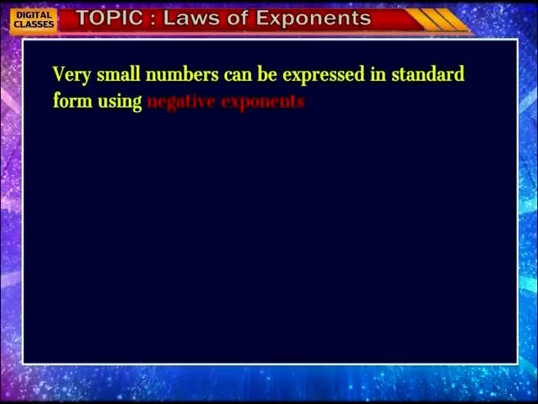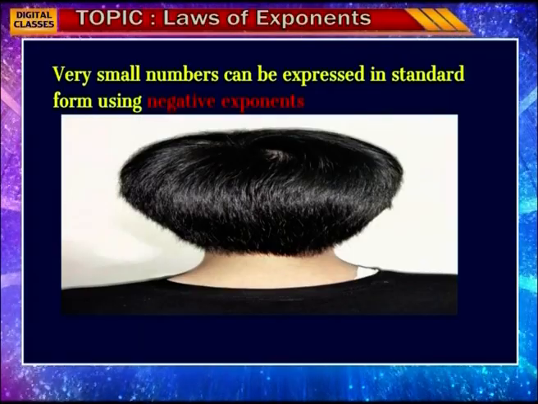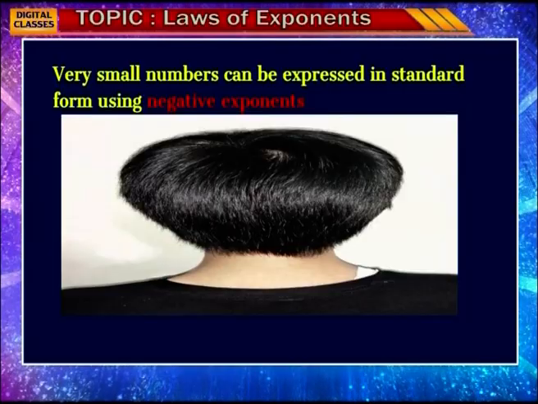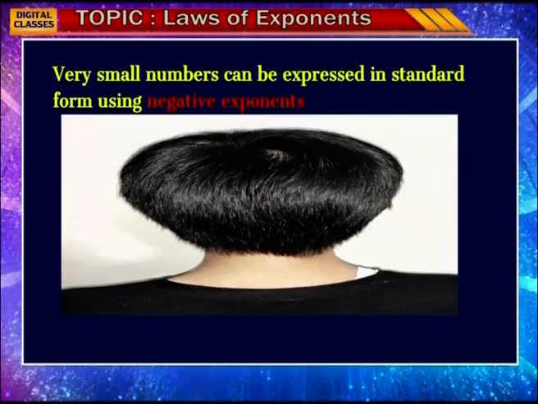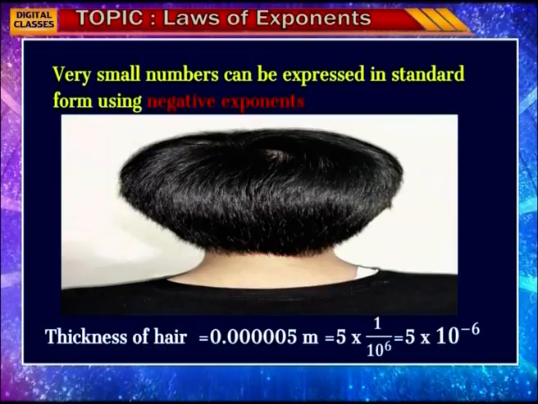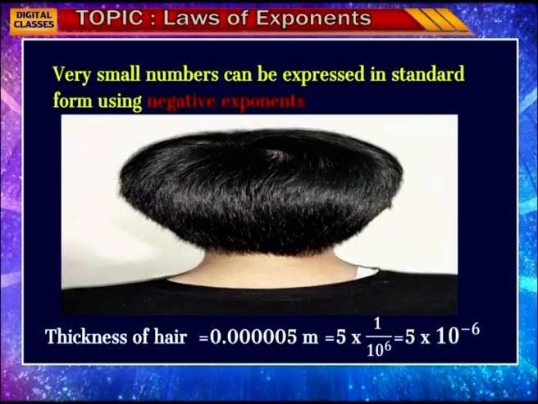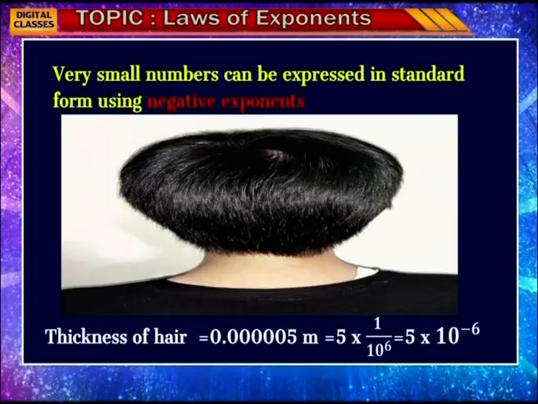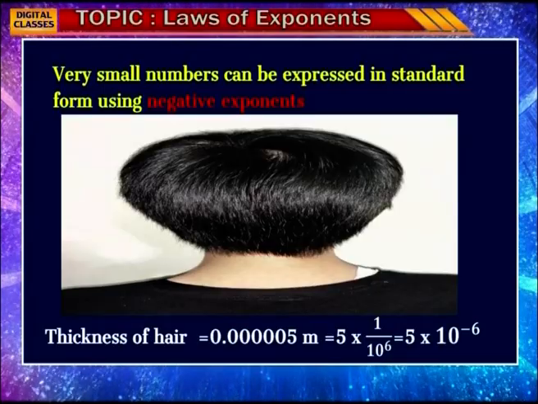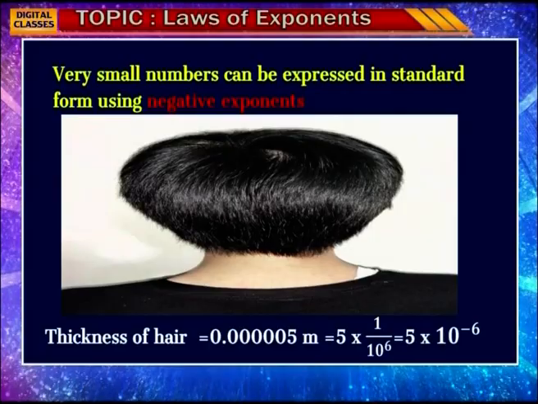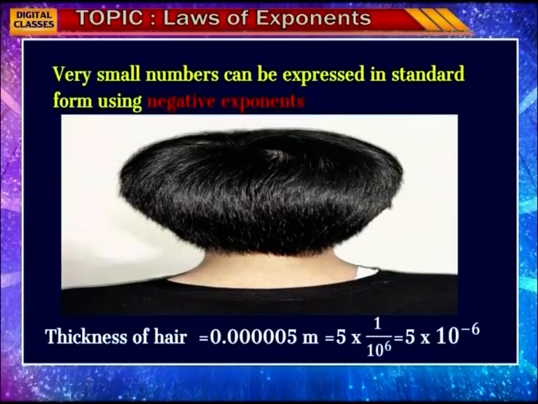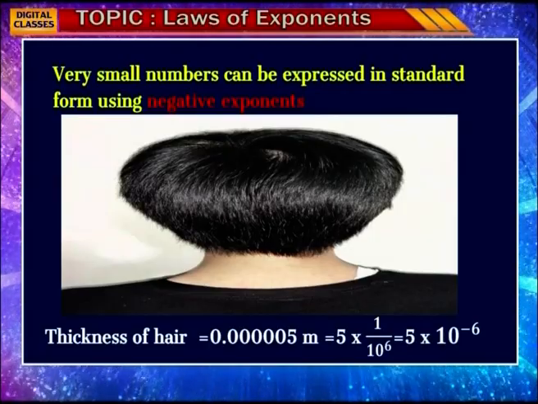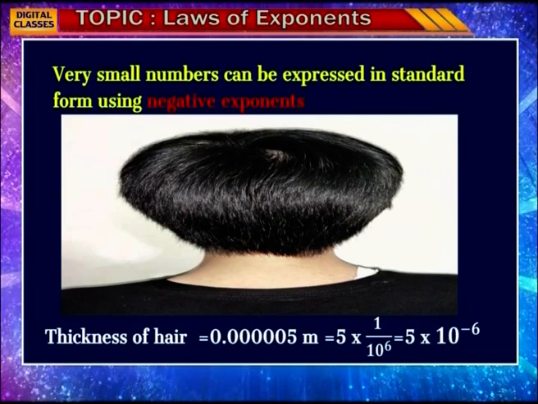Very small numbers can be expressed in a standard form using negative exponents. In our daily life, do you know what is the thickness of this hair? Tell me, think over. I will tell. The thickness of this hair is 0.000005 meters. See how small it is. This can be written as 5 into 10 to the power of minus 6.